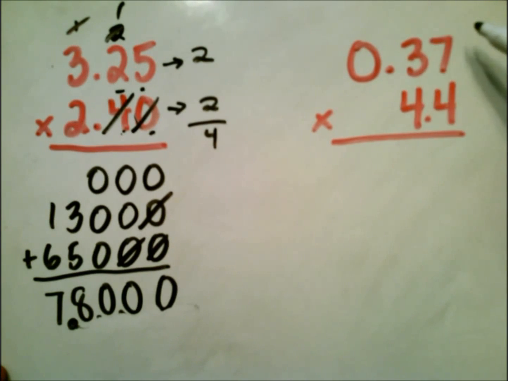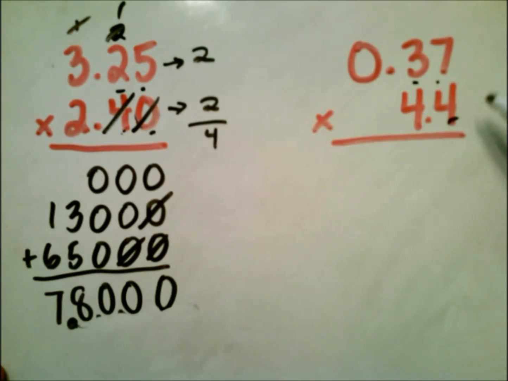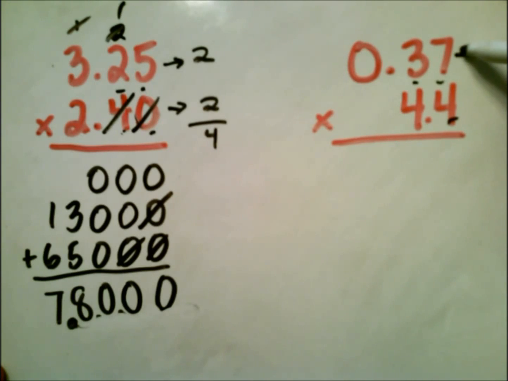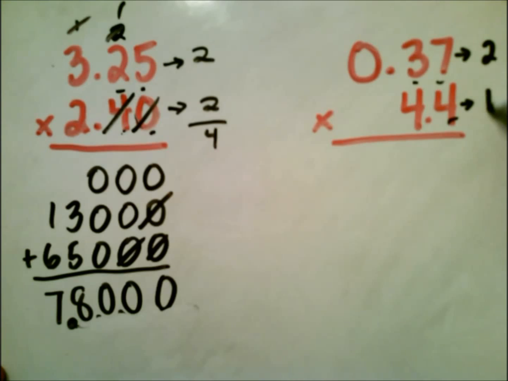We have 0 and 37/100ths times 4 and 4/10. Much like the last example, we're multiplying two decimals. This time, we're going to count the numbers behind the decimal place, just like we did the last time, but this time they're not going to be the same number. They're going to be 2 and 1. And when we add those up, we get 3. Okay? So we're going to eventually put the decimal back in 3 times.